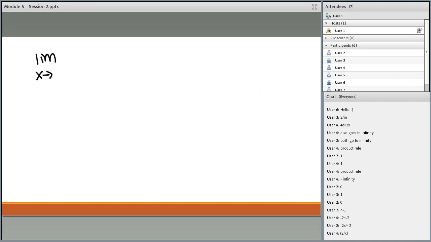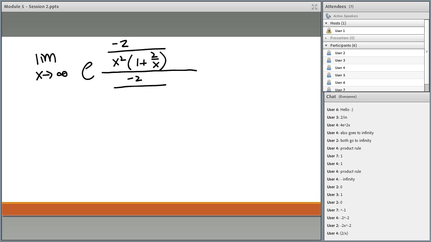So right now we have the limit as x approaches infinity of negative e to the negative 2 over x squared times 1 plus 2 over x. This is just where we got to. And then that is all over negative 2 over x times 2 natural log x squared. So we have a pretty complex fraction. But what I can do is flip the denominator and multiply.